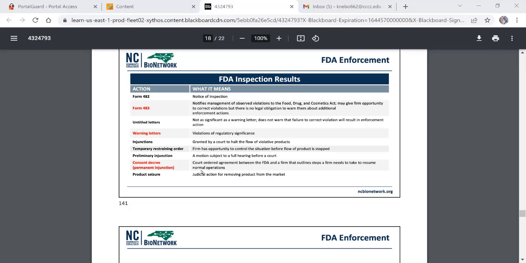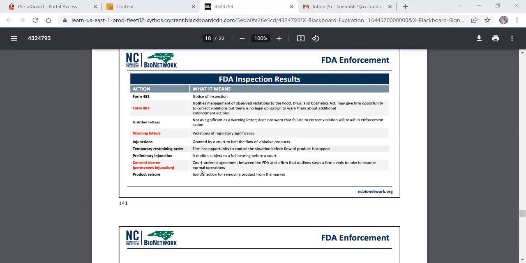You have your injunction. This is when it gets bad. This is granted by a court to halt the flow of violative products. That means it's going to a court. You have a temporary restraining order: the firm has the opportunity to control the situation before the flow of product is stopped. Preliminary injunction: a motion subject to a full hearing before the court. Consent decree is a court-ordered agreement between the FDA and a firm that outlines steps the firm needs to take to resume normal operation.